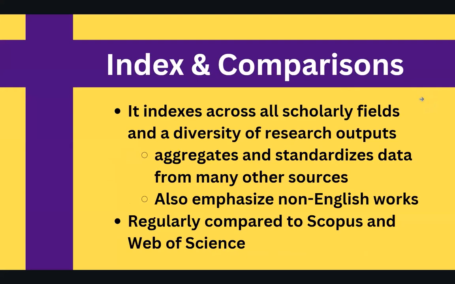So, index and comparisons. OpenAlex indexes across a variety of scholarly fields and a diverse range of research outputs. It aggregates and standardizes the data from those sources. OpenAlex also has an emphasis on including work not just from the global north, and almost a third of its database is specifically non-English works or works from outside of North America and Western Europe. I'll show you in just a sec. It's regularly compared to Scopus and Web of Science in its holdings, which I'll show with some searching as well as some screenshots here.